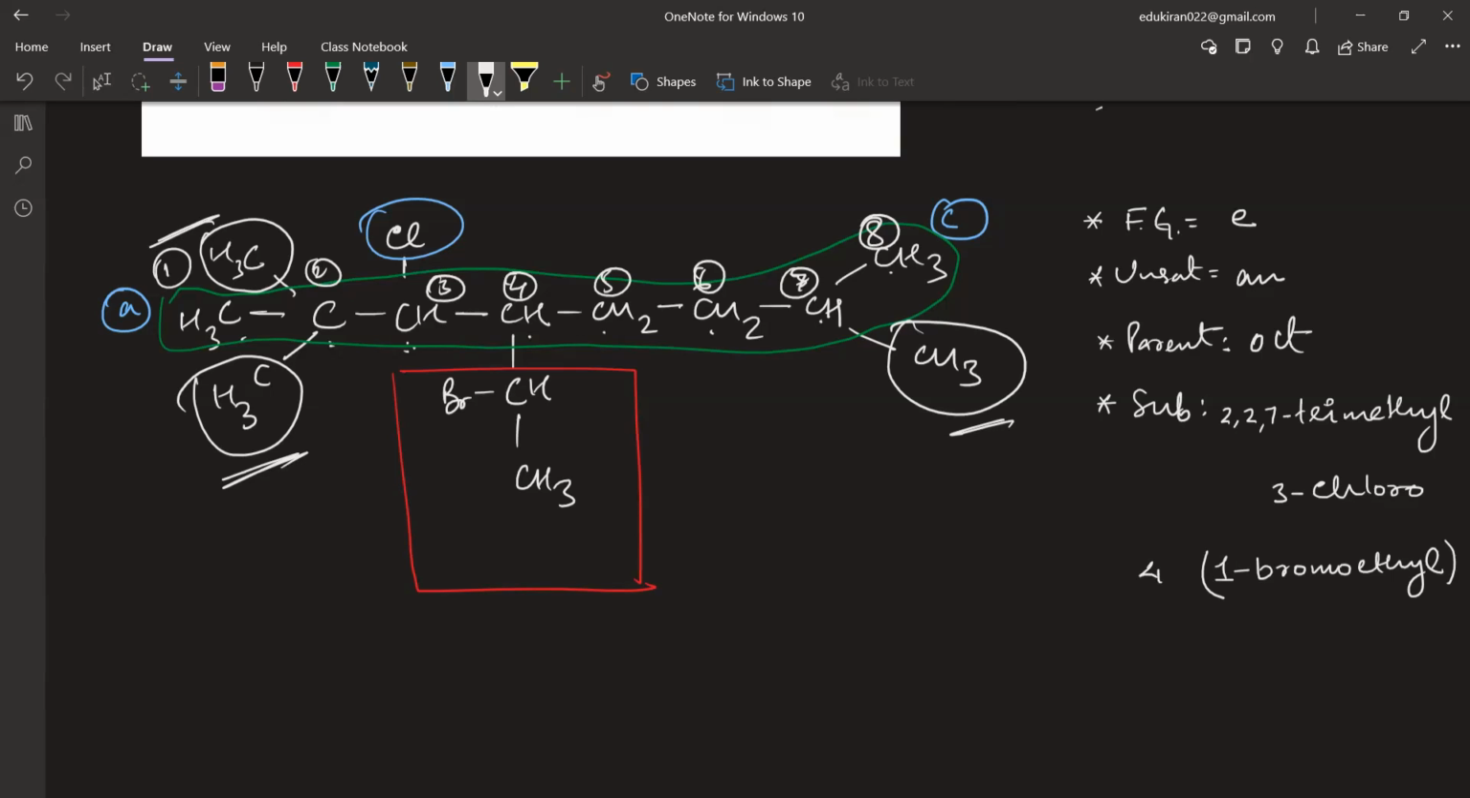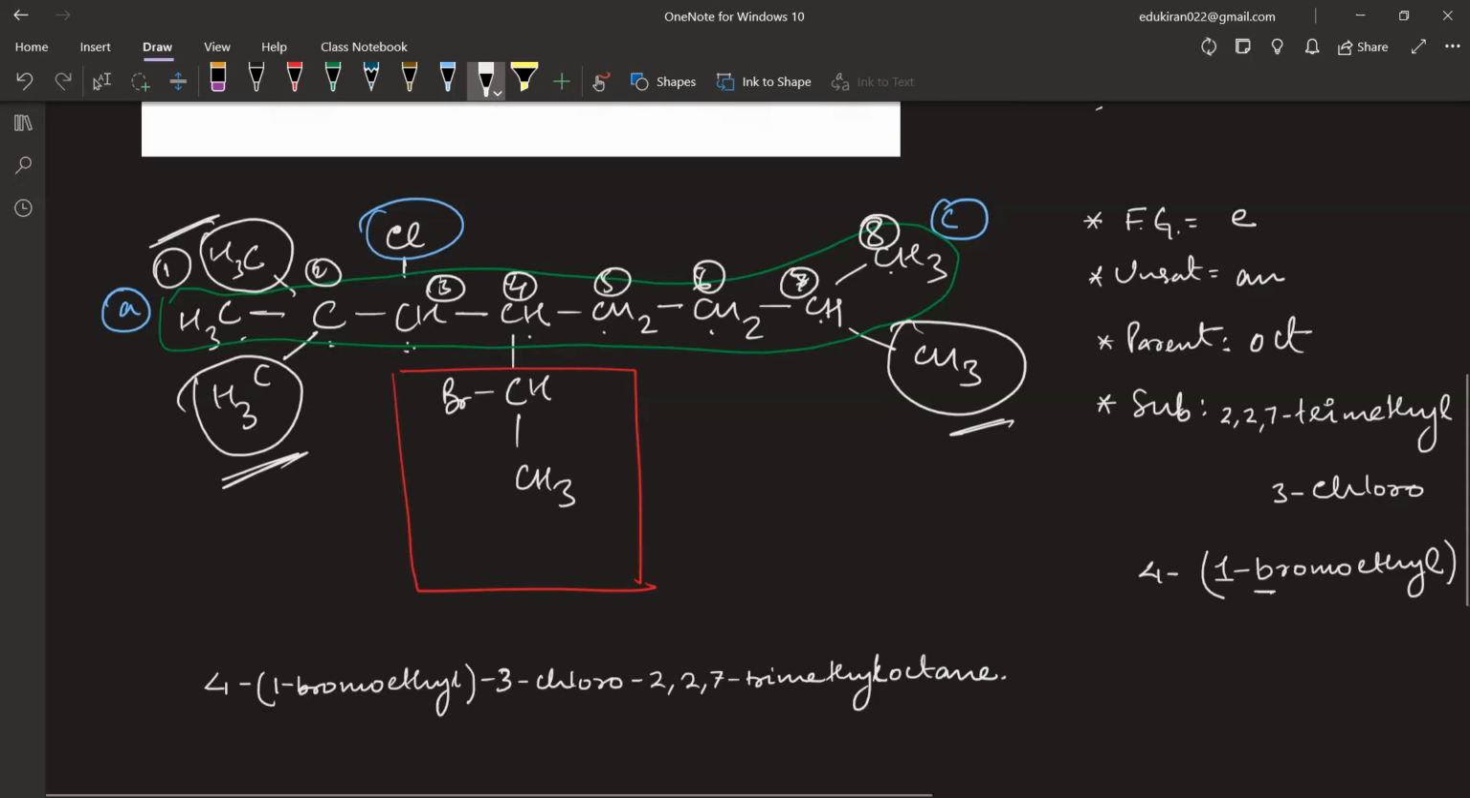4. Fourth, that's it. 1-bromoethyl, because it is starting with B, then you'll write C, that is 3-chloro, then you'll write 2,7-trimethyl octane. Is it clear to everyone? Yes or no, please tell me. Yes.